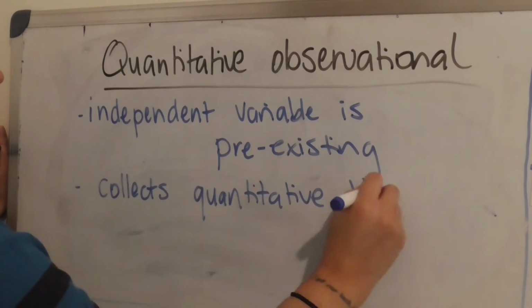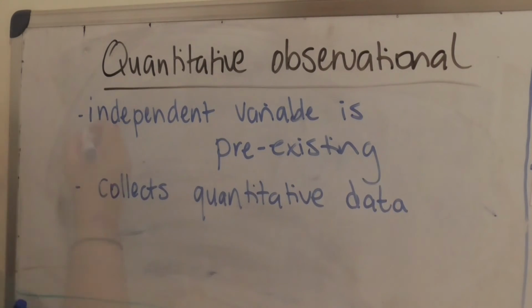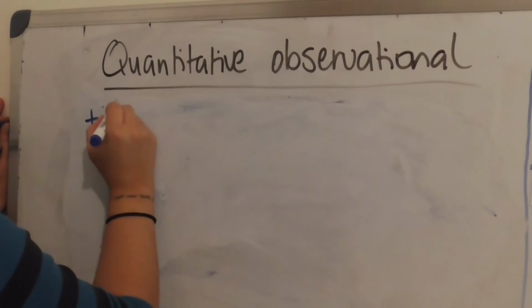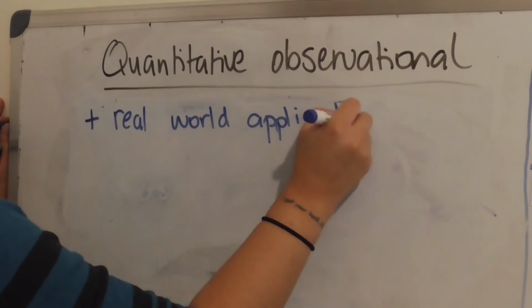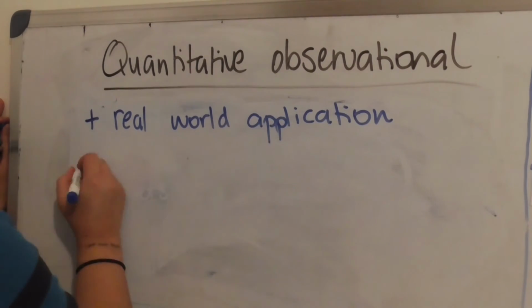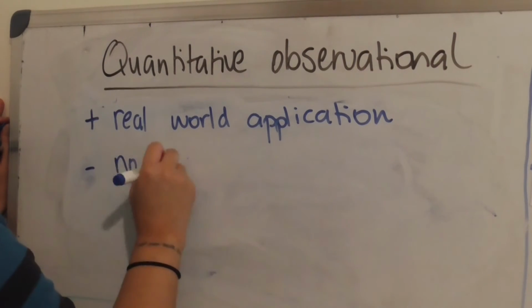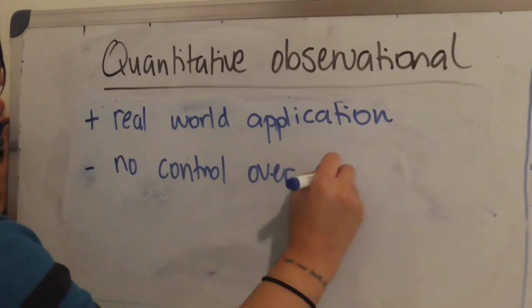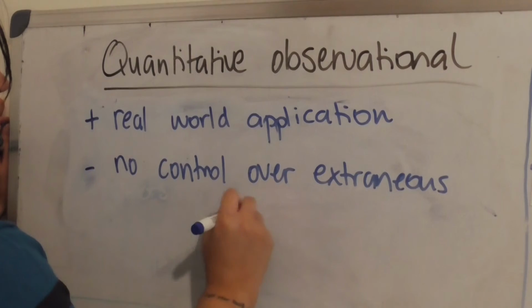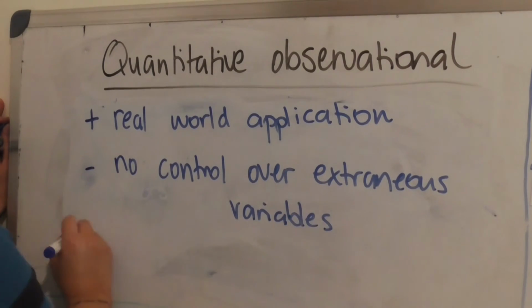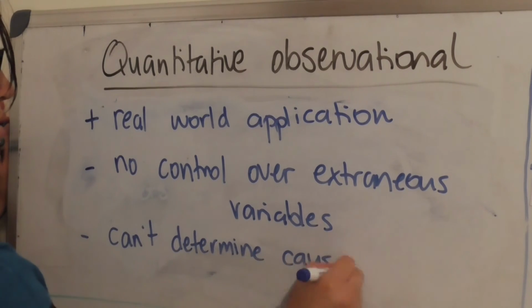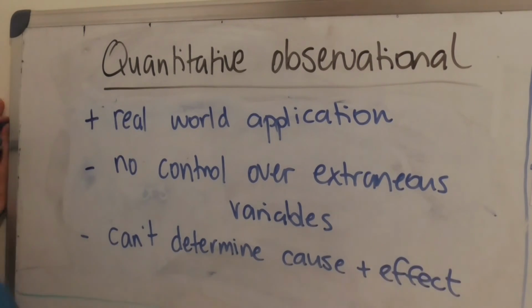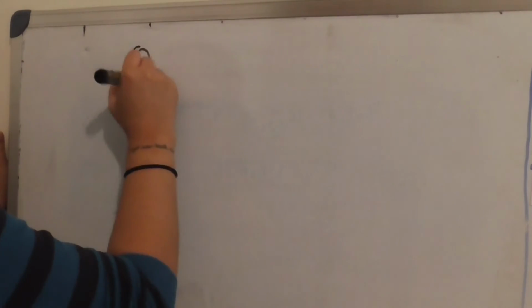And then, of course, it's right there in the name. In a quantitative observational design, we want to collect quantitative data. Now, we might still have a control and experimental group, but that independent variable already exists. We don't manipulate it. So the strength of this design is the fact that we've got this real-world application. We're looking at things that are already happening, but we don't have this control. We can't control the other extraneous variables. So any changes that we see in our dependent variable might not necessarily be the cause of our independent variable, and therefore we can't determine cause and effect. We can only find correlations.